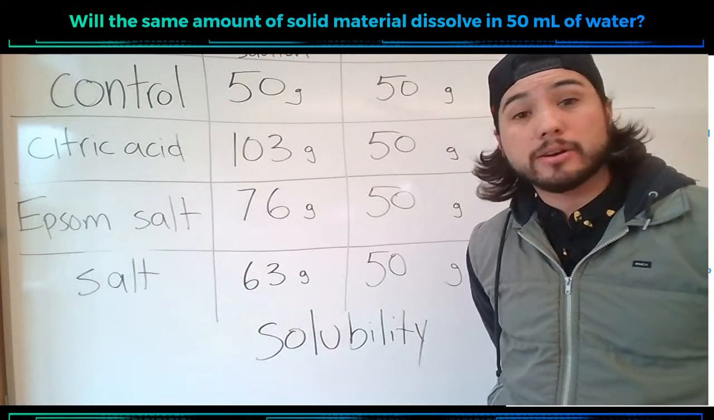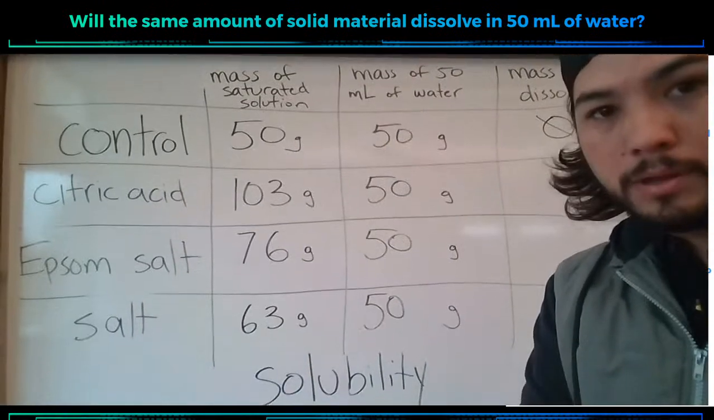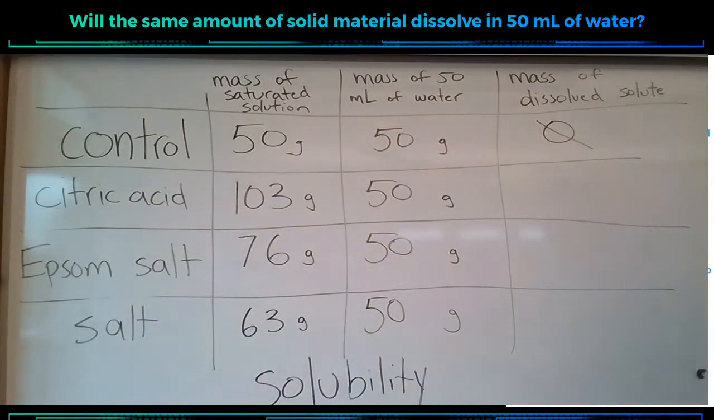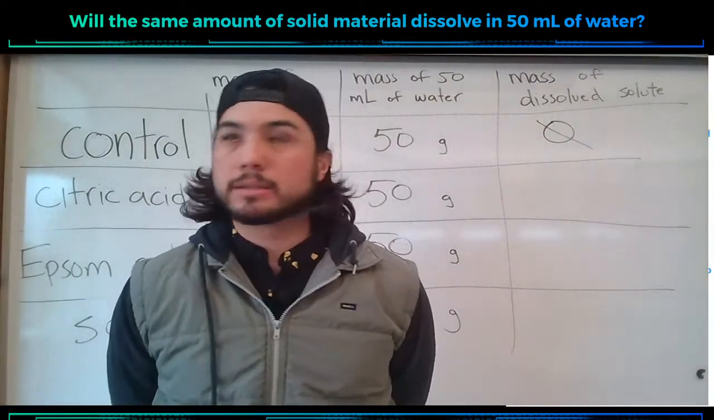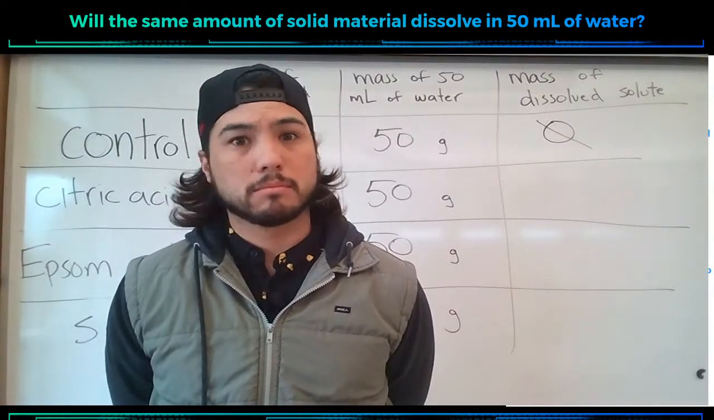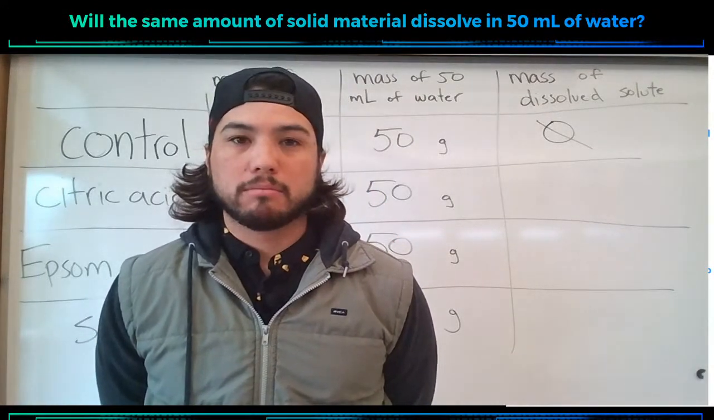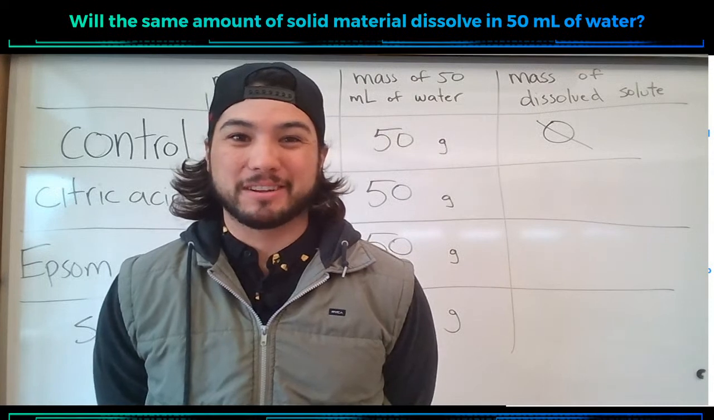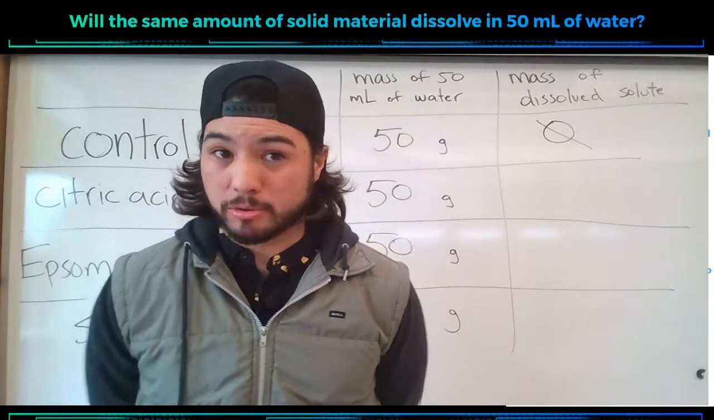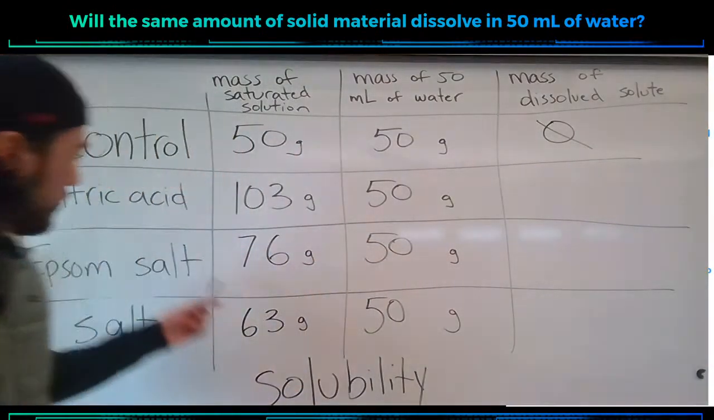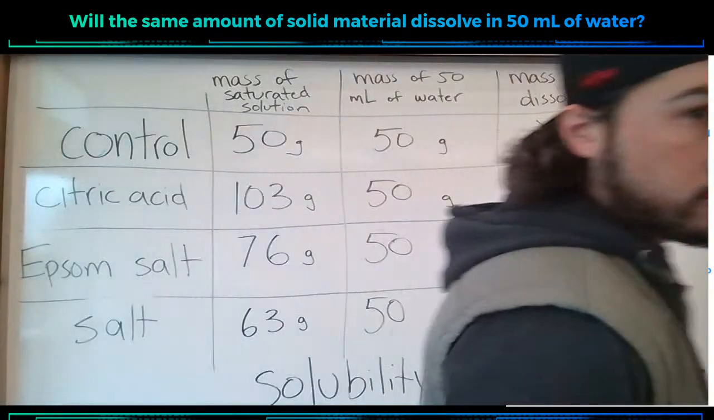So the higher your number here, the more mass in your dissolved solute, we say that that has a higher solubility, or it's more soluble. If none of it will dissolve, for instance, Lego bricks. If we put Lego bricks in water and shook them up, and then filtered them out, would there be any dissolved Lego bricks in water? Probably not, right? So we would say Lego bricks are insoluble because they don't dissolve at all. But these three substances, citric acid, Epsom salt, and table salt, we've seen all have some level of solubility.